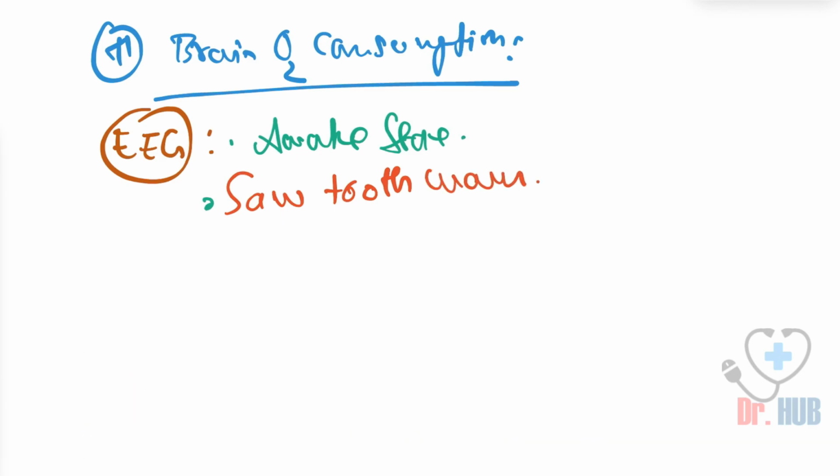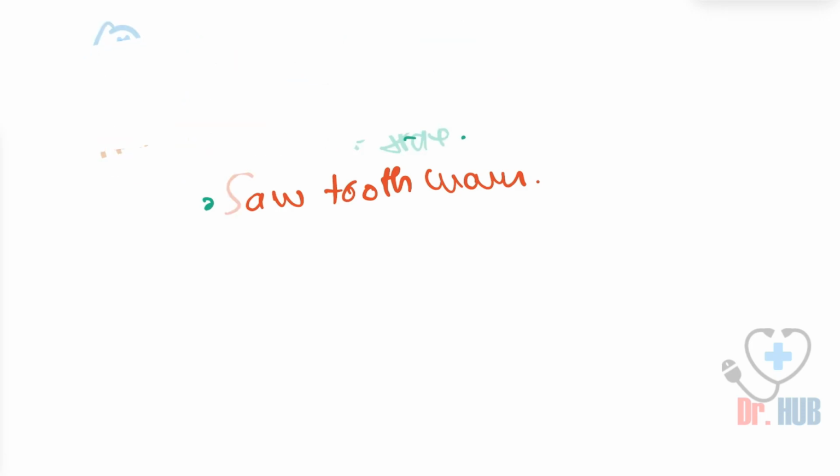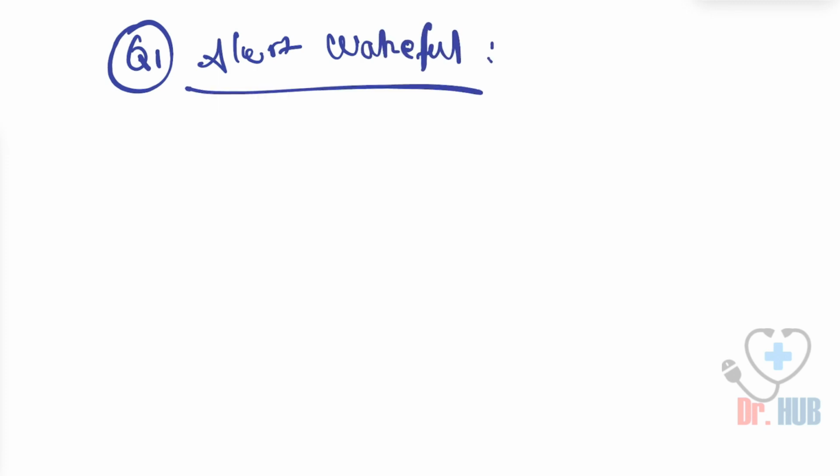Now we'll go back to answering our questions. The first question we asked was, in terms of alert wakefulness, what is the EEG finding? The EEG finding is a beta rhythm, at 14 to 30 hertz.